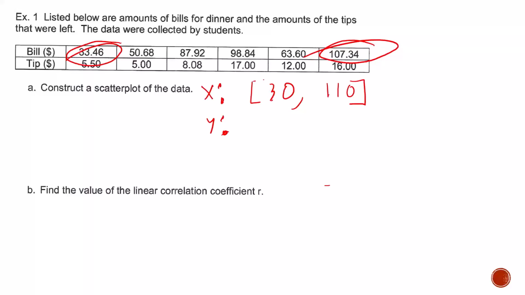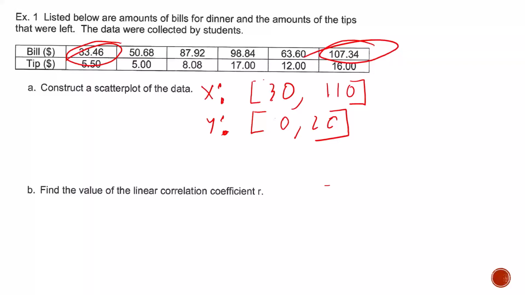And then for y, it'd be from 4 to, well, this is small enough. Let's just do 0 to 20, all right? Does everyone understand how I chose these numbers? I'm choosing a window that's big enough to see everything. They should be fairly intuitive. Okay, so now let's go back to our calculator.